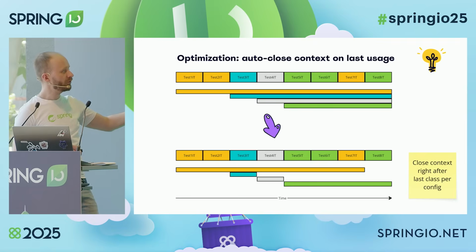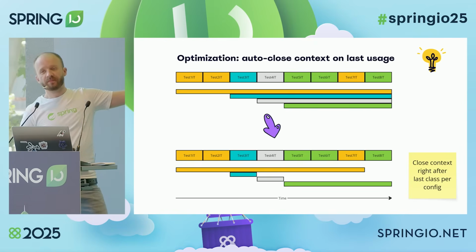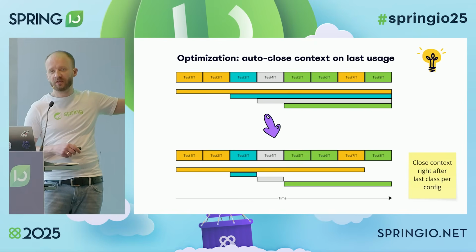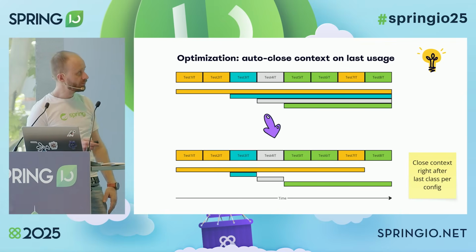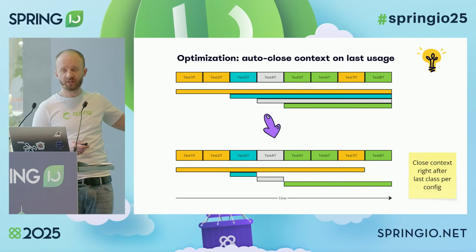The same for test 4. We can create the context for this and close it immediately, but not for the very first context, because it's still used in test 7. So you can see that the average number of active Spring contexts is already way better. Can we do better than this?